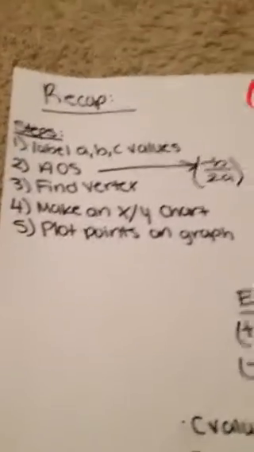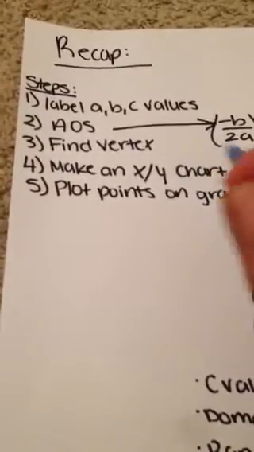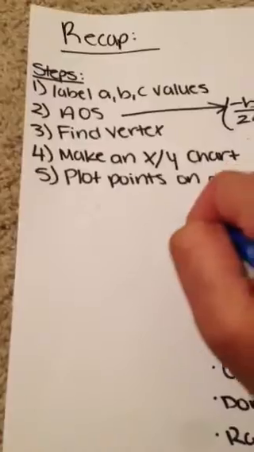So, now that we have done all 3 examples and breezed right through it, let's do a quick recap. Step 1, we label the A, B, and C values. Step 2, do your axis of symmetry using this equation, negative b over 2a. Step 3, find the vertex. Step 4, make your XY chart. Step 5, plot points on the graph.